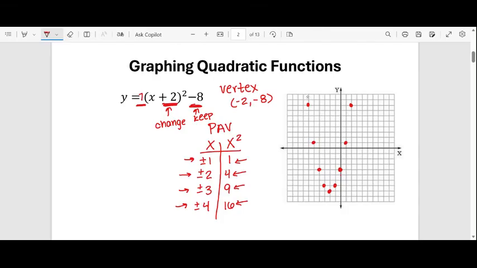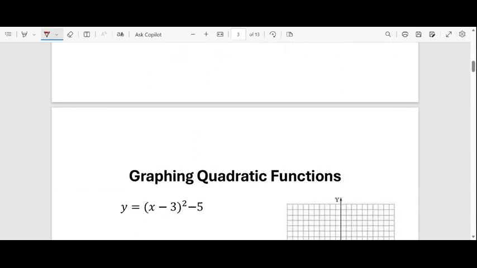So the only difference that happened with this graph compared to the last one is we shifted the whole graph 2 squares to the left and 8 squares down. So again, this number and this number give you the vertex, which shows you where you shift your graph on the coordinate plane. Let's try another one.